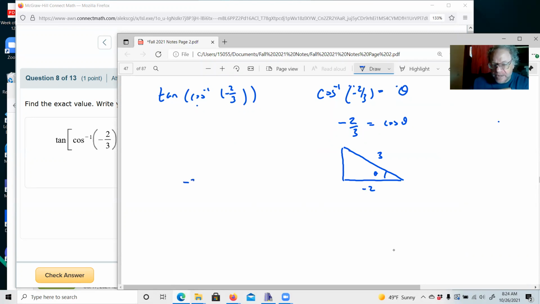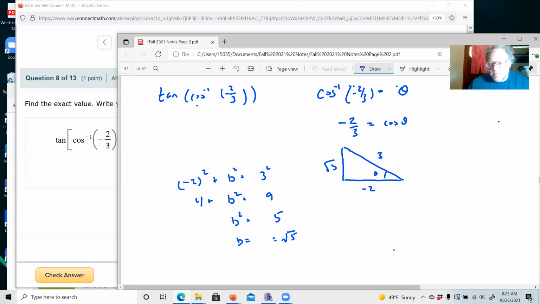This is going to be negative 2 squared plus b squared equals 3 squared. Pythagorean theorem. So we have 4 plus b squared is equal to 9. B squared would be 5. B is equal to plus or minus root 5. So there we go. This is root 5. What is the tangent of this angle? Well, the tangent of that angle is the square root of 5 over negative 2.